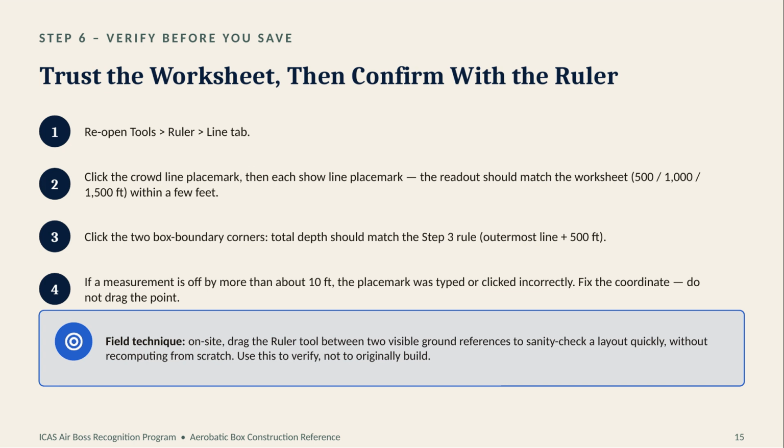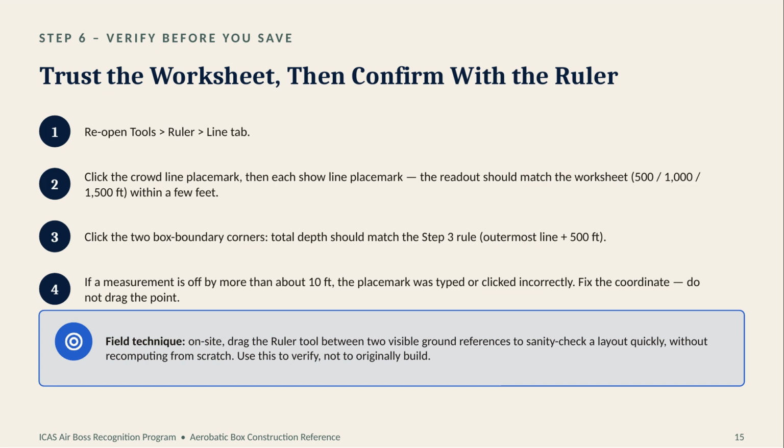There's also a field technique worth knowing separately from this build verification process. On site, you can drag the ruler tool between two visible ground references to sanity check a layout quickly, without recomputing everything from scratch. Use that field technique to verify a layout you already trust, not as your original method for building one.